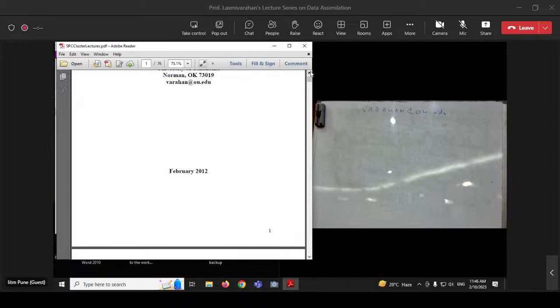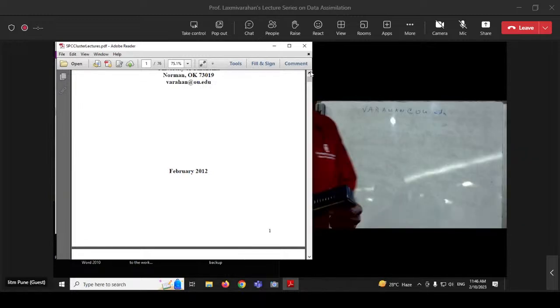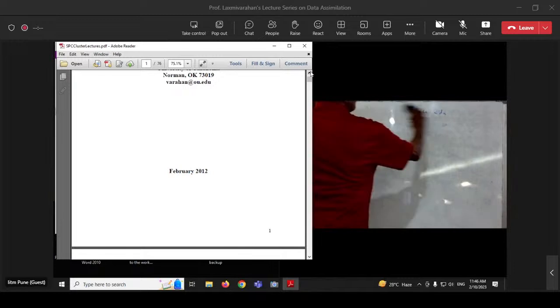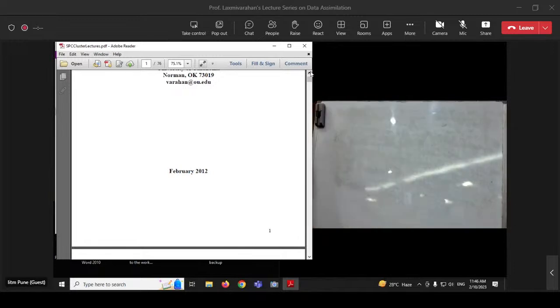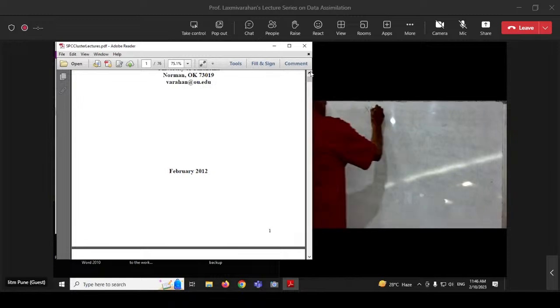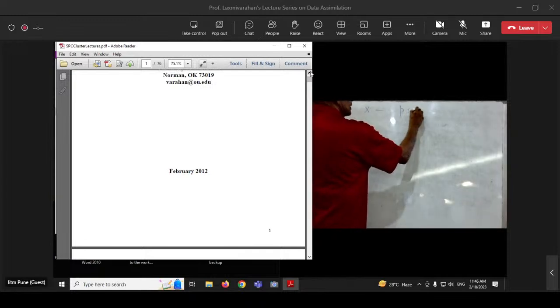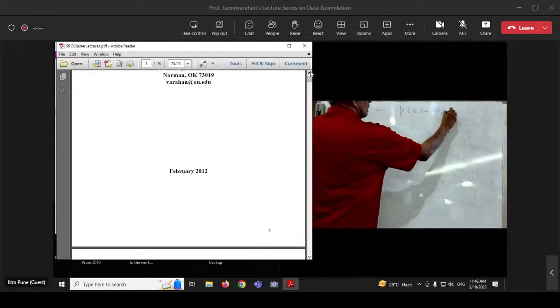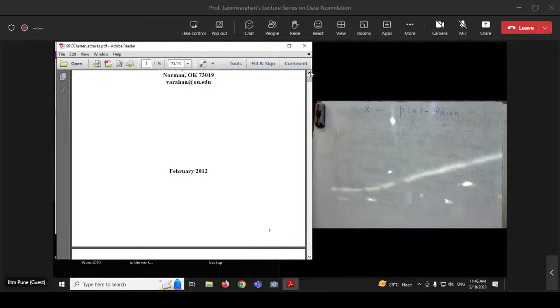So in probability theory, this aspect is called the Bayesian rule or Bayesian method of decision. So there is a random variable X. Before I did anything, I have information about that. That's called the prior distribution, P(X), where X is a random variable.